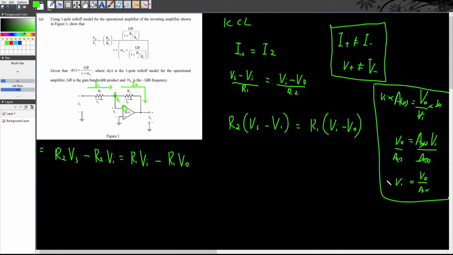So we are going to replace this identity here where you can see input voltage is. By doing that, the equation becomes R2 Vs minus R2 into VO over AV is equal to R1 into VO over AV minus R1 V0.